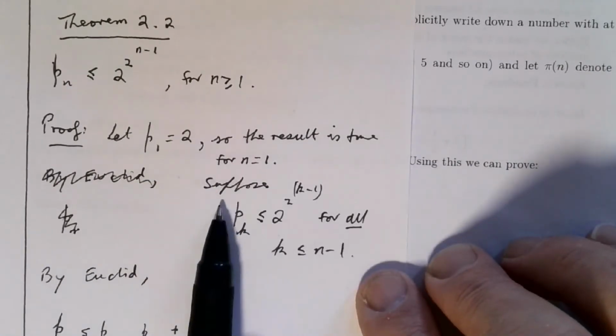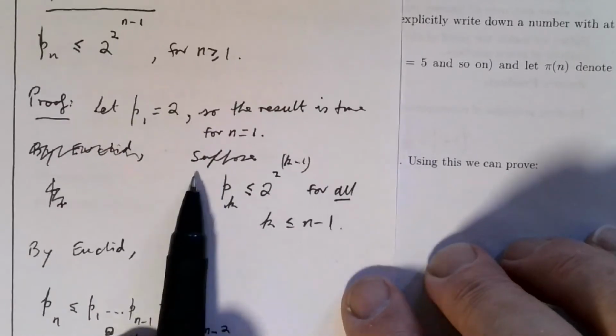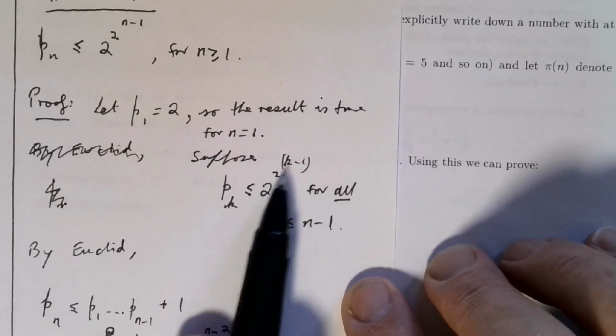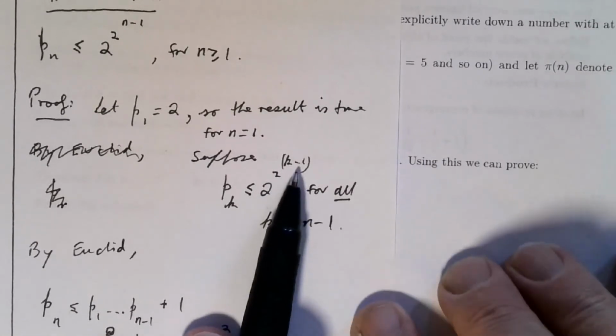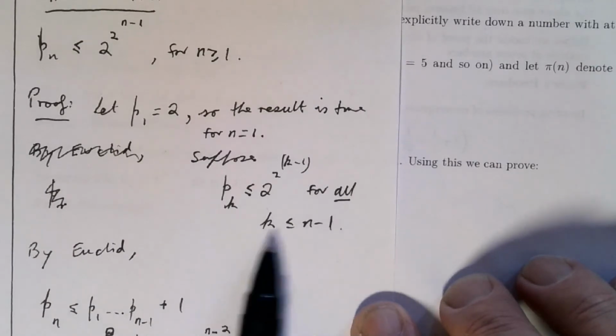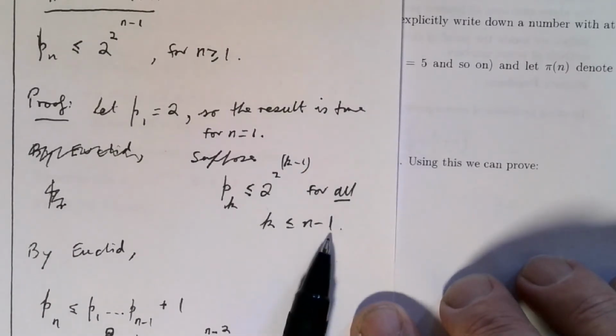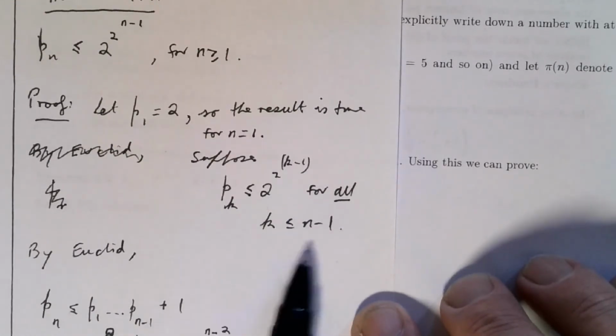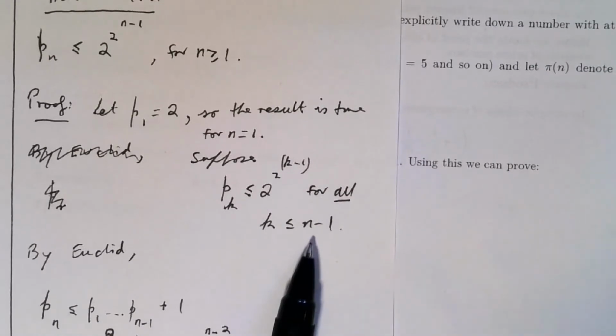Now, by inductive assumption, I'm going to suppose that the kth prime is less or equal to 2 to the 2 to the k minus 1, and I'm going to use strong induction. So I'm going to suppose this is true for all k less or equal to n minus 1. I'm going to assume the kth prime is less than this for k equals 1, 2, 3, all the way up to n minus 1. And I'm going to then show it's true also for n.